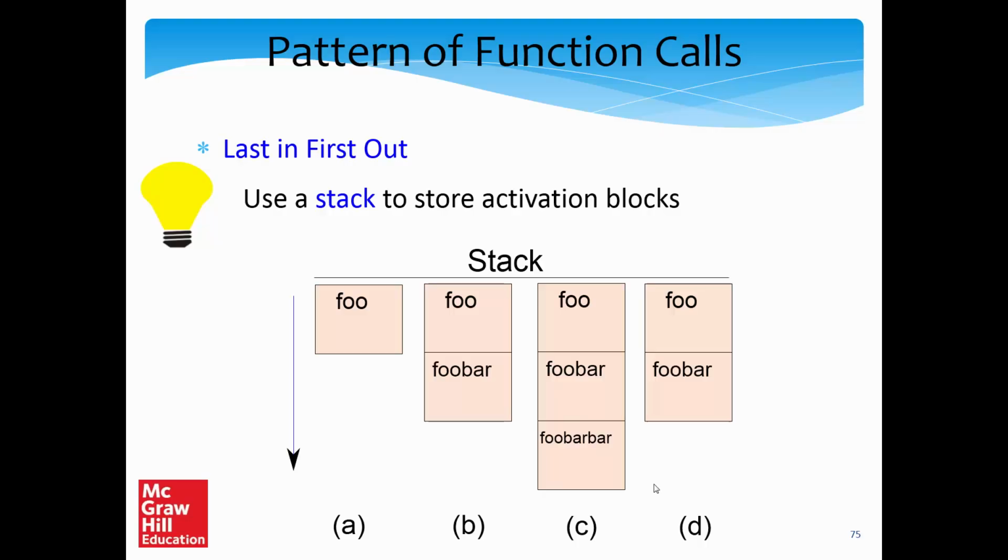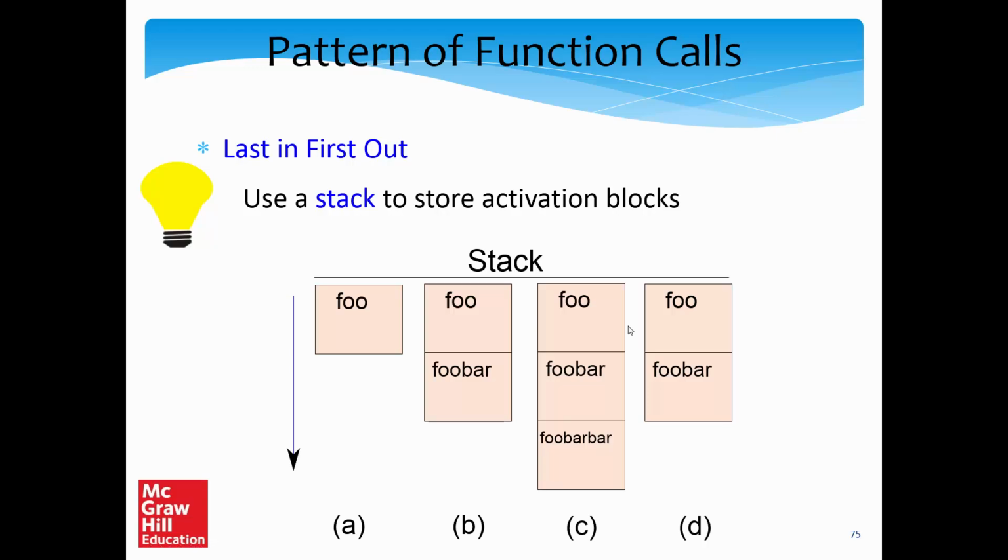where a stack is something as simple as a stack of books, right? So we just stack one over the other. So the book that we added last is also the first that comes out. So similarly, we can store activation blocks as a stack, where essentially we store foo, then we store foo bar below it, and foo bar bar below it. And so these can be treated as memory regions.